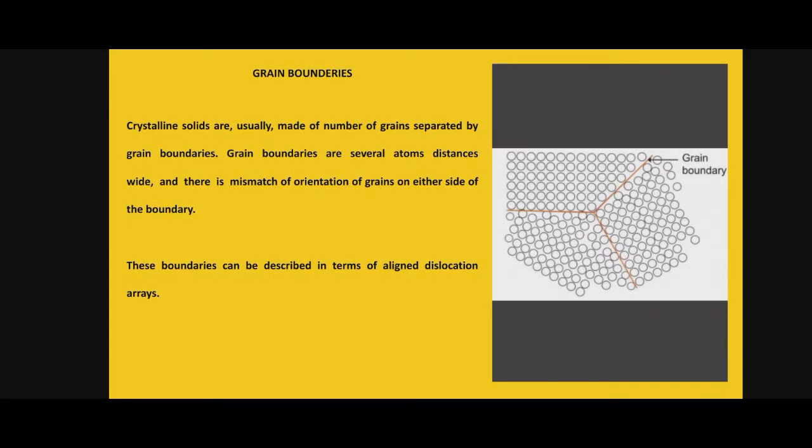Next, grain boundaries. Crystalline solids are usually made of a number of grains separated by grain boundaries. Grain boundaries are several atomic distances wide, and there is a mismatch of orientation of grains on either side of the boundary. These boundaries can be described in terms of aligned dislocation points. As you can see in the picture, there are grain boundaries, and there is a mismatch of orientation of grains on the other side of the boundaries. High angle grain boundary is where the angle of misalignment is larger.